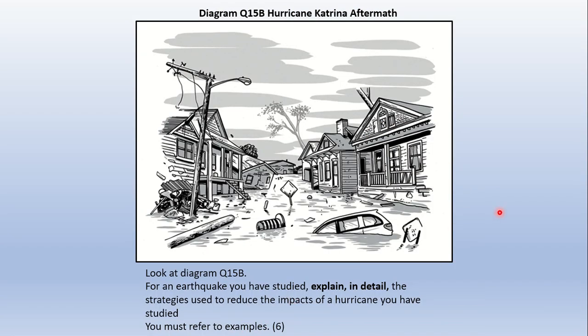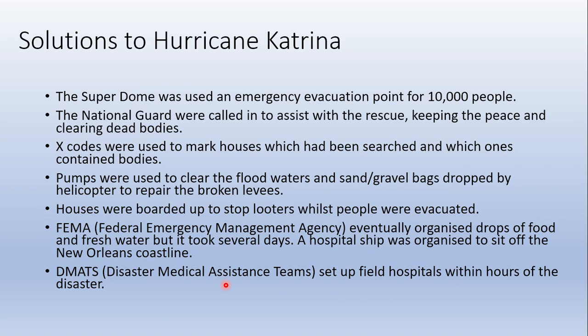So that leads us to our third and final question, which is for, sorry, that shouldn't say earthquake, that should say hurricane. Apologies. For a hurricane you've studied, explain the strategies used to reduce the impacts of a hurricane you've studied. I've not done a very good job of typing that question. So we're explaining the strategies used to reduce the impact of a hurricane. Well, I've kind of covered a few of these in the pictures earlier, so let me just talk you back through them. The Superdome was used as an emergency evacuation point for 10,000 people.